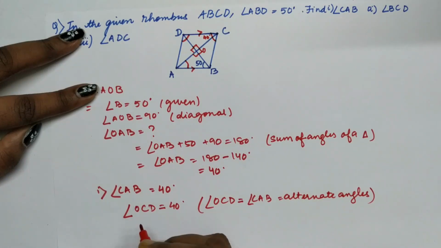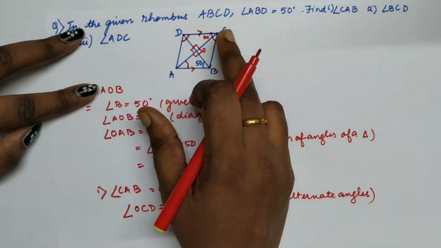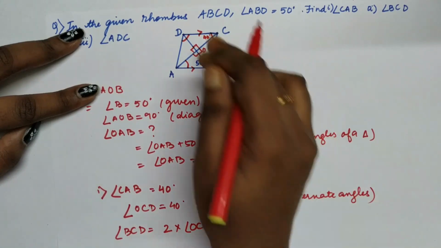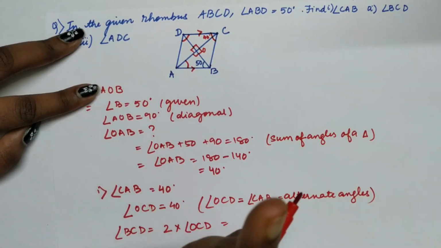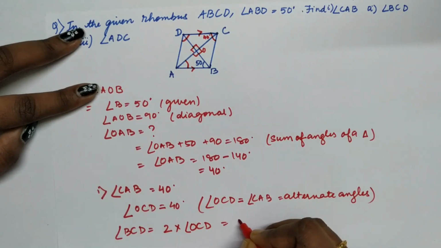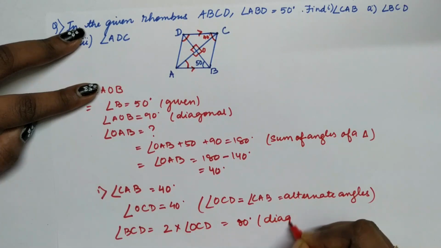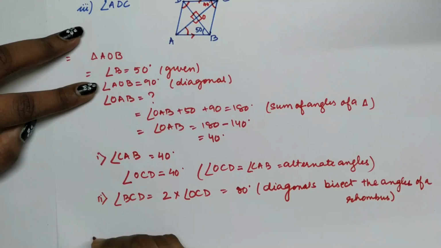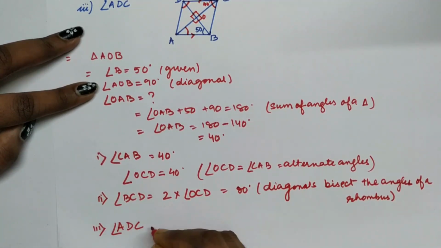And you know that we have to find angle BCD. So angle BCD is going to be double of angle OCD, because the diagonals bisect the angles of a rhombus, that is 80 degrees. The reason being diagonals bisect the angle. After we get this, we go to the last one, that is angle ADC.